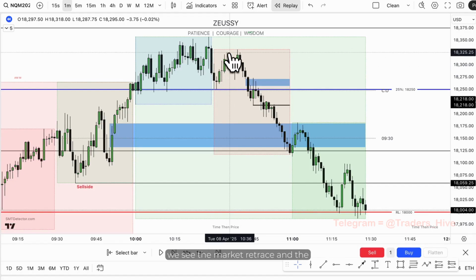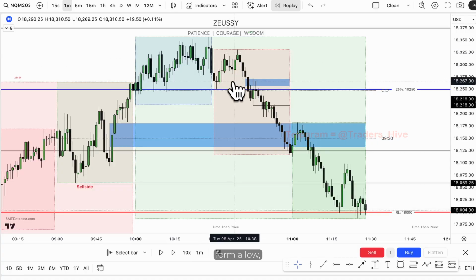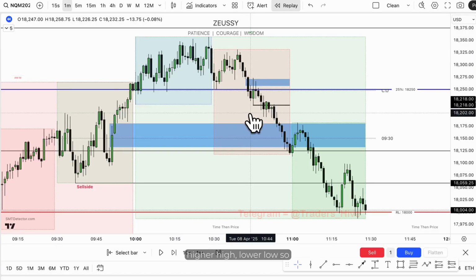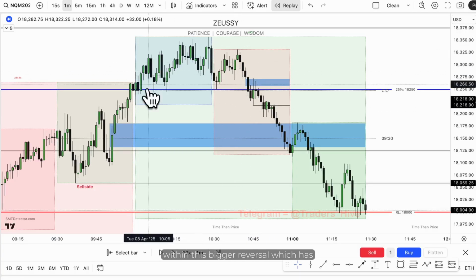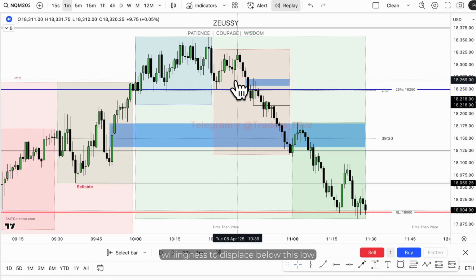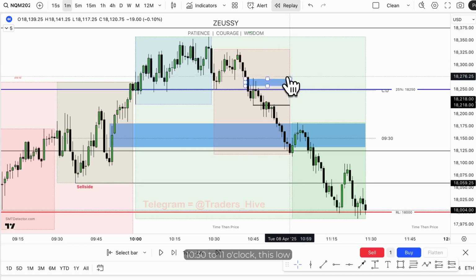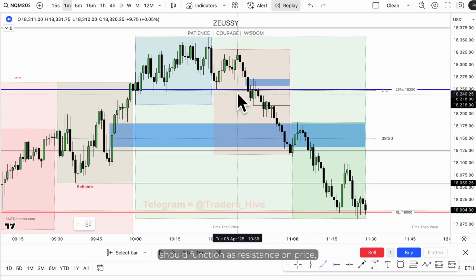We see the market retrace, and the market just consolidates. It's going back and forth, back and forth, back and forth. Do you see, however, that there's a certain pattern which is being set up, and that's the following. What I would like you to see is that we form this high, form a low, high, lower low. So within this bigger reversal which is taking place, you're seeing a smaller reversal occur, where the market actually showed a willingness to displace below this low, which set up the final run higher. And therefore you know that between the time cycle of 10:30 to 11 o'clock, this low should function as resistance in price. Here comes the thing.